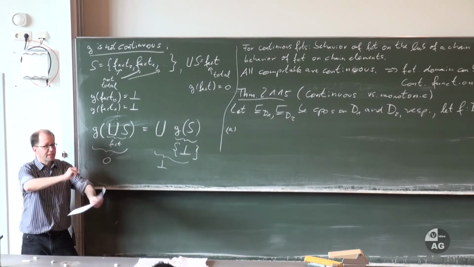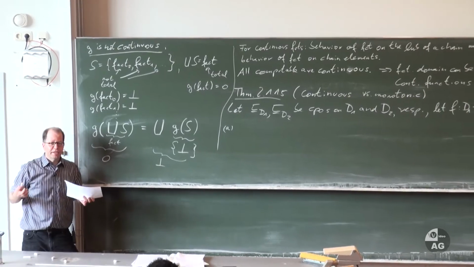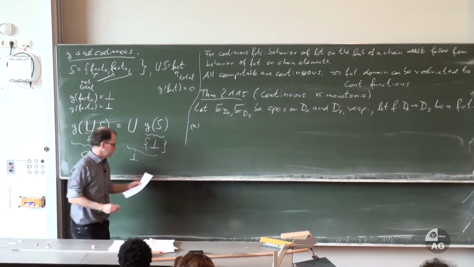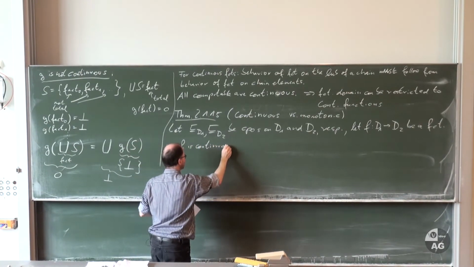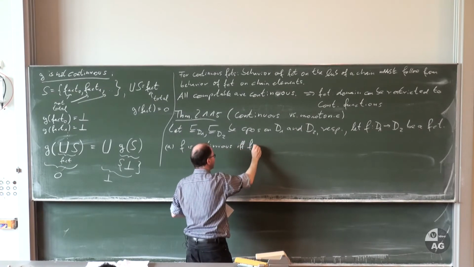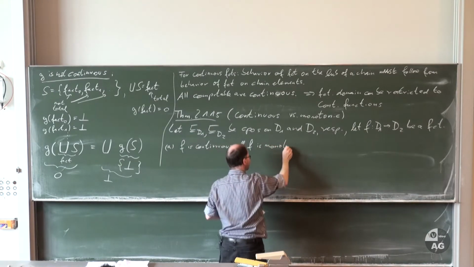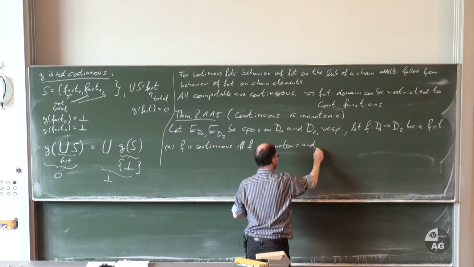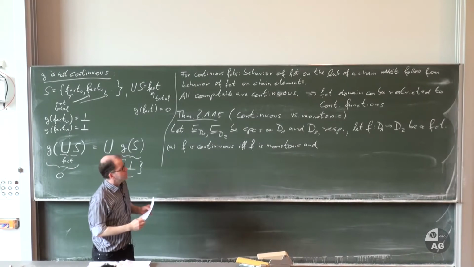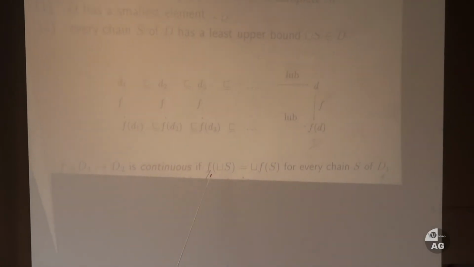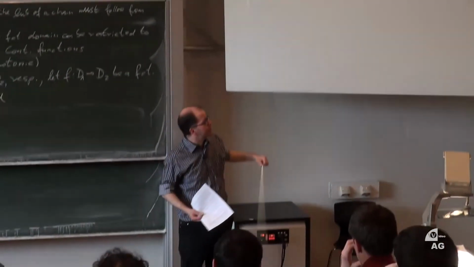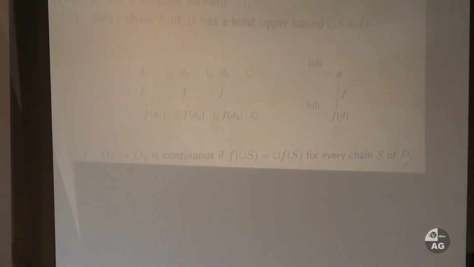And more precisely, it says what do you need extra in addition to monotonicity in order to have continuity? So it says that f is continuous if and only if f is monotonic and something more. And, well, we know that continuous means this. Whether I first take the least upper bound and then apply f, or whether I do it vice versa, that shouldn't matter.